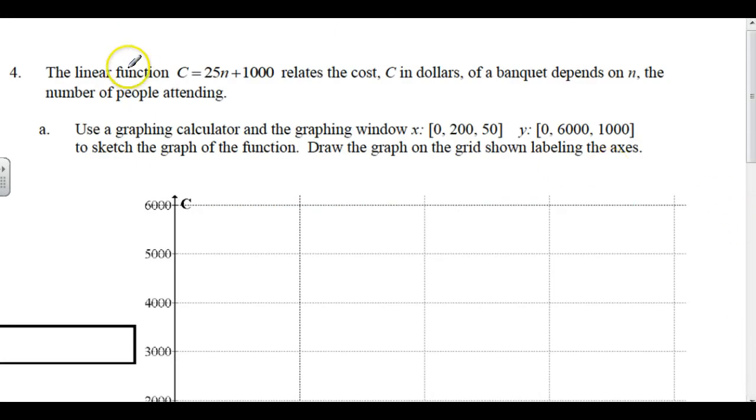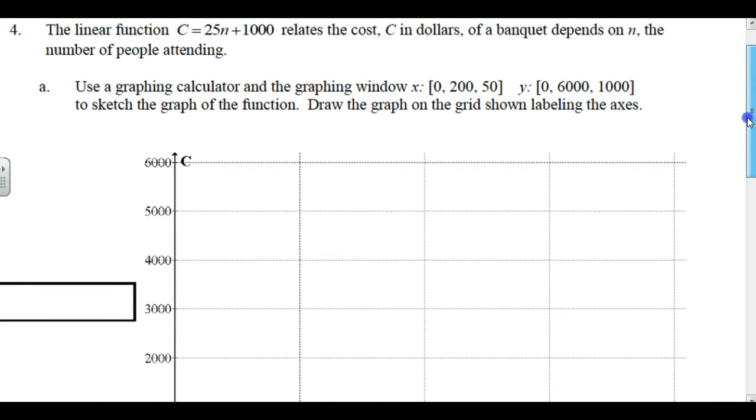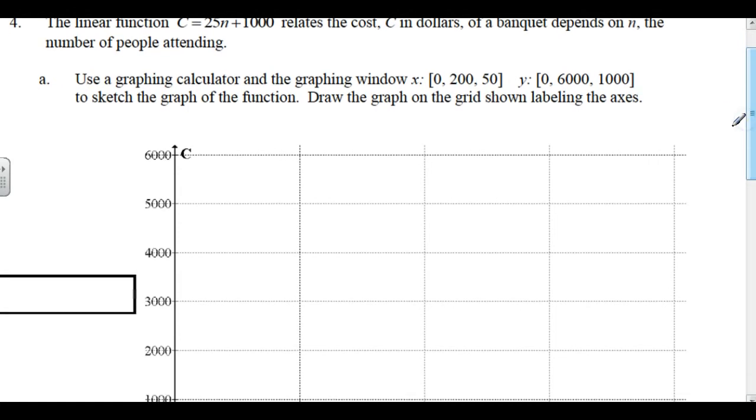The linear function c equals 25n plus 1,000 relates the cost c in dollars of a banquet, which depends on n, the number of people attending. Use a graphing calculator and the graphing window, x goes from 0 to 200 by 50s, and y goes from 0 to 6,000 by thousands, to sketch the graph of the function. Draw the graph on the grid shown, labeling the axes.